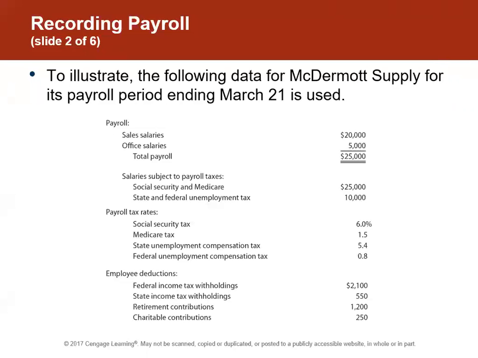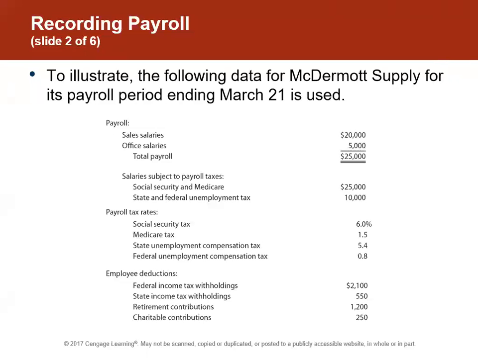Everything, yeah. But then for unemployment, it's only $10,000. That's based on, again, they're just giving us that. Normally we would look at how many have reached that 7,000, and it gets kind of murky after that. But yeah, you got it. So that's just the salary subject to payroll taxes. And then they give us the rates.